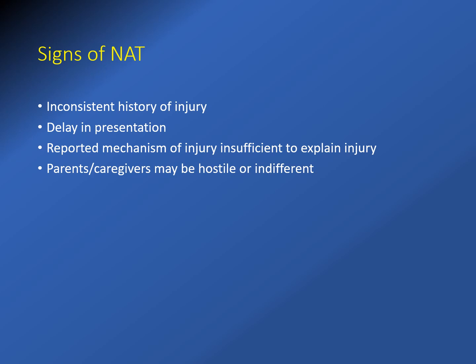So in these cases, you have to think about child abuse, and the parents or the caregiver may be either hostile against the medical providers or they may be indifferent. So these things in the history and in the presentation should raise your suspicions of having possible child abuse. Inconsistent history, delay in presentation, a reported mechanism that is insufficient to produce the injury, and the parents may be hostile or indifferent.